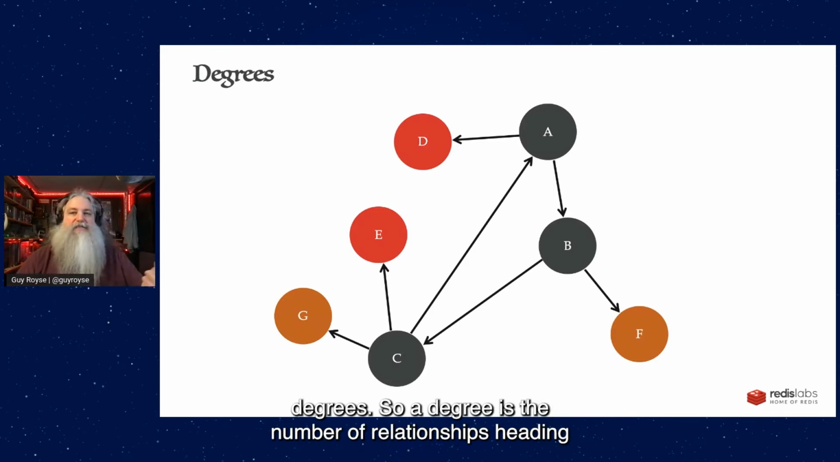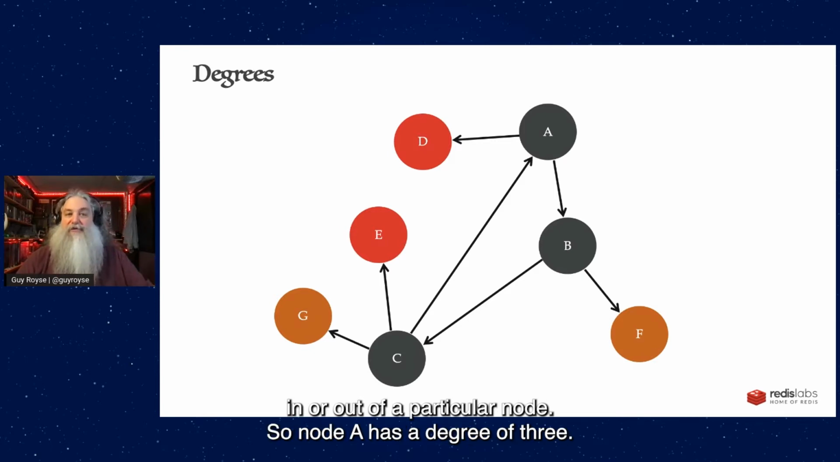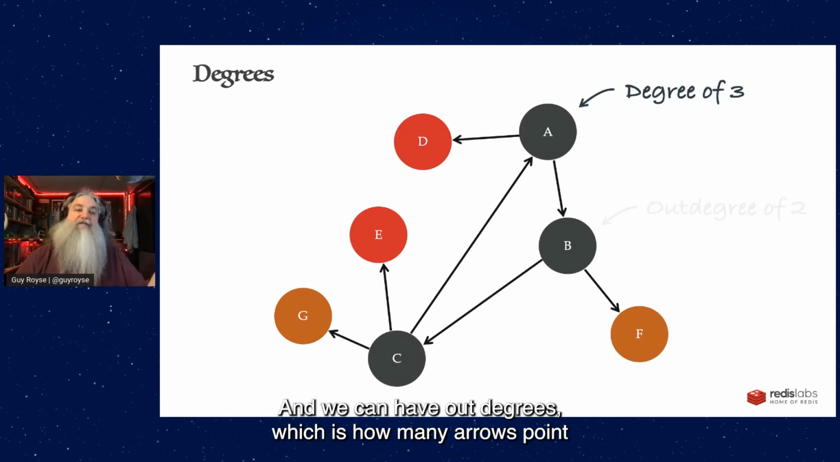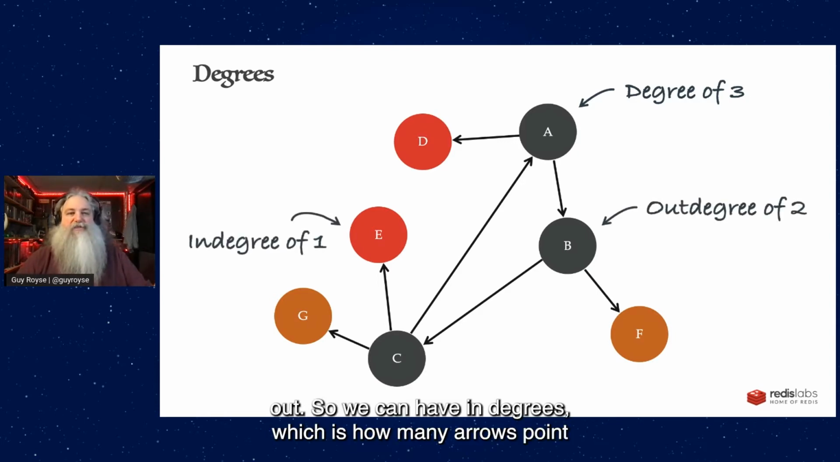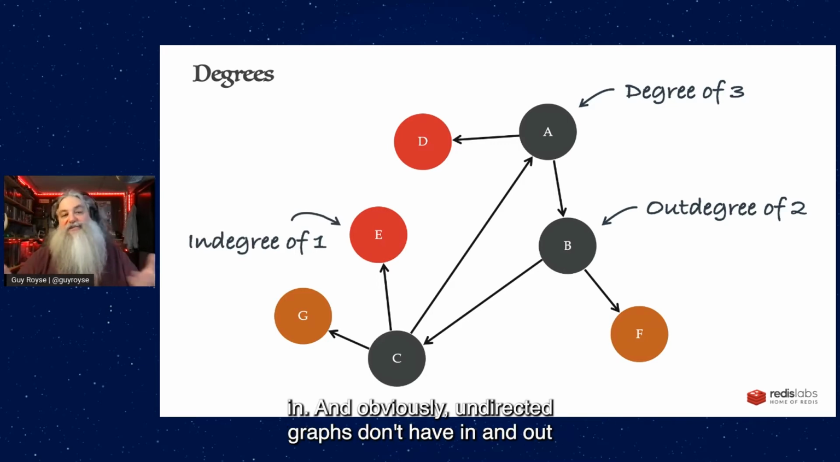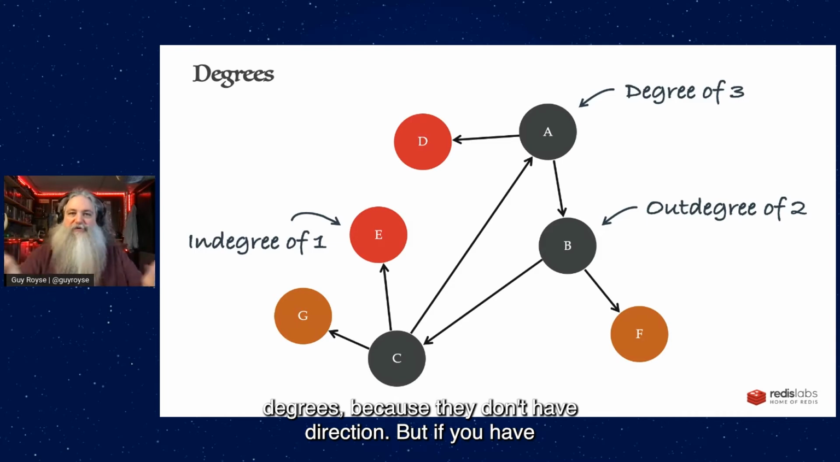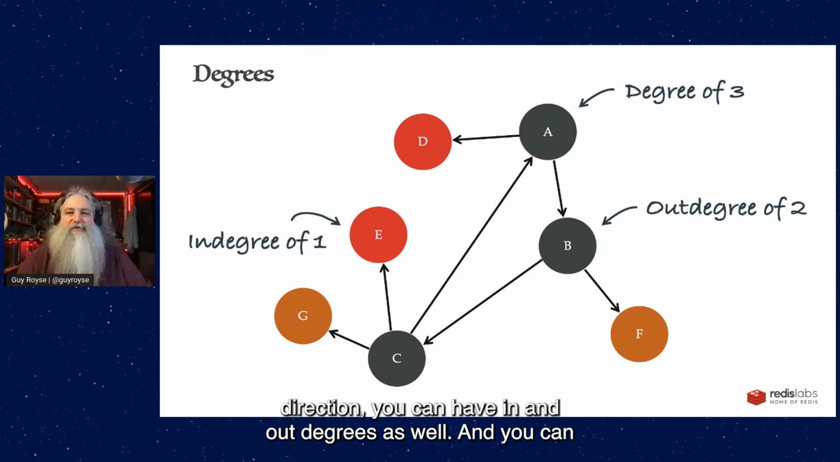So a degree is the number of relationships heading in or out of a particular node. So node A has a degree of 3. And we can have out degrees, which is how many arrows point out, and we can have in degrees, which is how many arrows point in. And obviously, undirected graphs don't have in and out degrees because they don't have direction. But if you have direction, you can have in and out degrees as well.